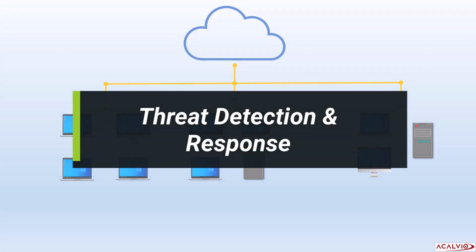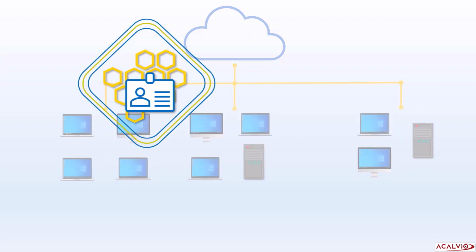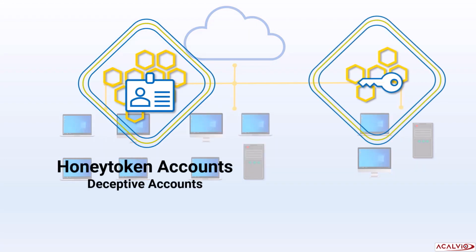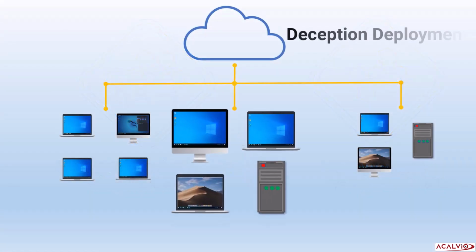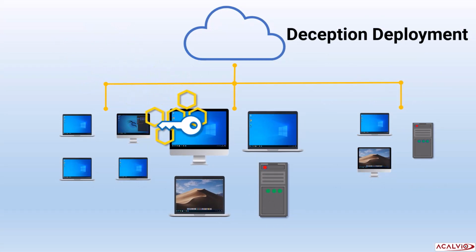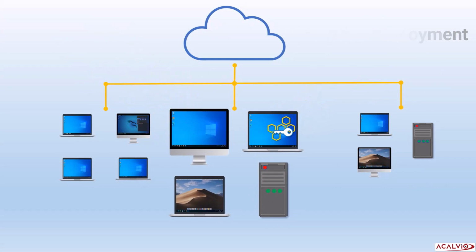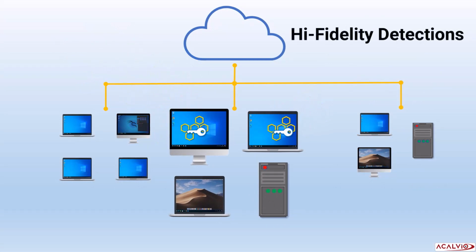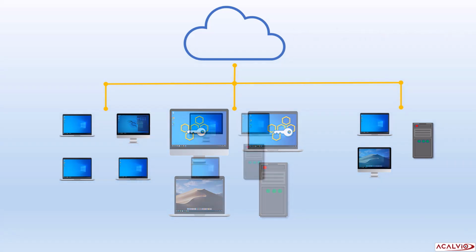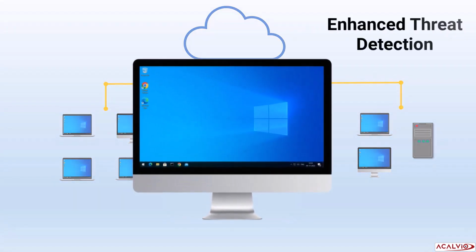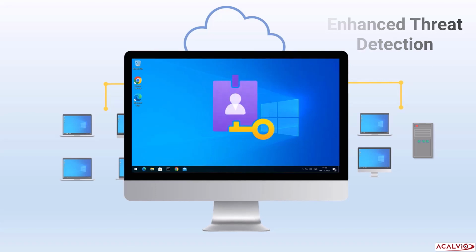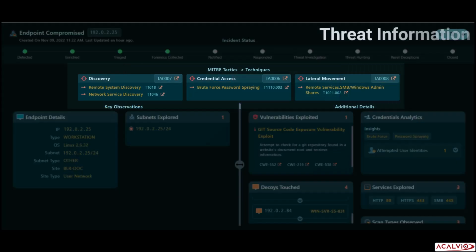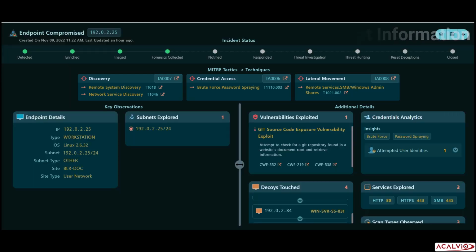Acalvio ShadowPlex uses deception on the enterprise network to detect and respond to threats. ShadowPlex deploys an extensive palette of honey token accounts and honey tokens to detect attacker actions and lure them away from real assets. Since legitimate users would have no reason to interact with deceptions, ShadowPlex detections are high-fidelity detections. ShadowPlex can detect threats against human user accounts, service accounts, and application identities. Defense teams collect critical attacker information to stop attack progression.